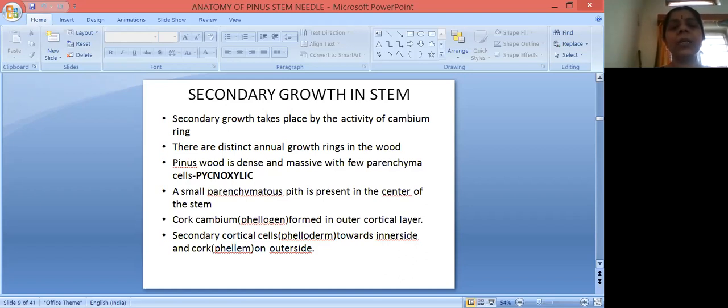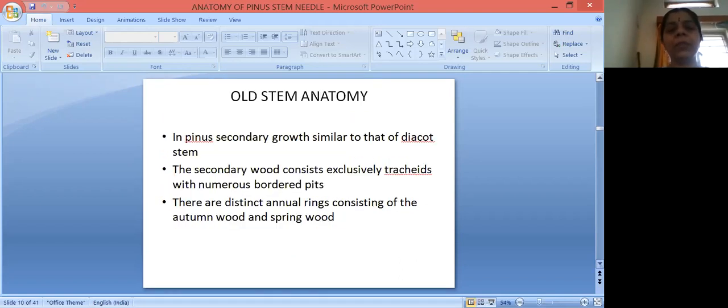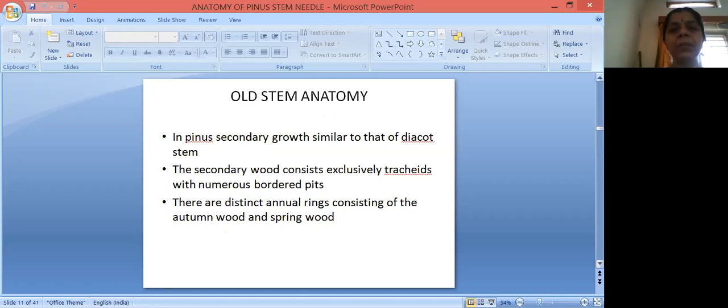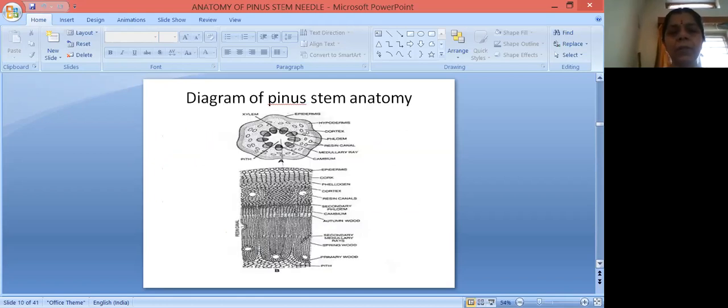Now secondary cortical cells: in the cortex we can find three regions, outer cortex, middle cortex, and inner cortex. The outer cortex is made up of parenchyma in the young stem, but coming to the older stem, we can find differences.